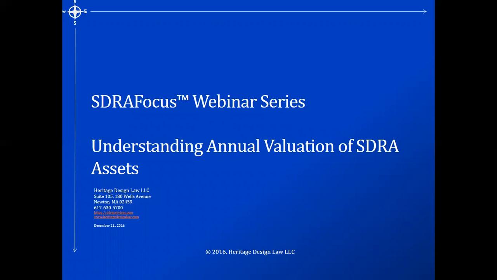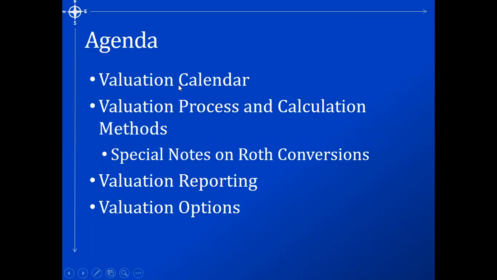So for our agenda today, we'll be going over a calendar of events that happen during the year that's relevant to the valuation process. We'll be talking about the valuation process itself and some calculation methods. I'll give you some special notes on Roth conversions. And then we'll talk about valuation reporting. And then we'll return to the issue of valuation options so that you'll understand what the options are based on how things are reported.